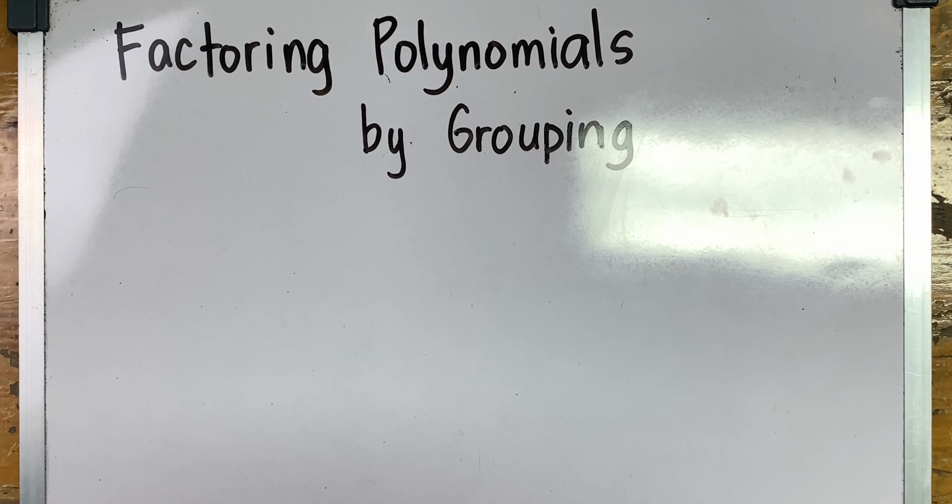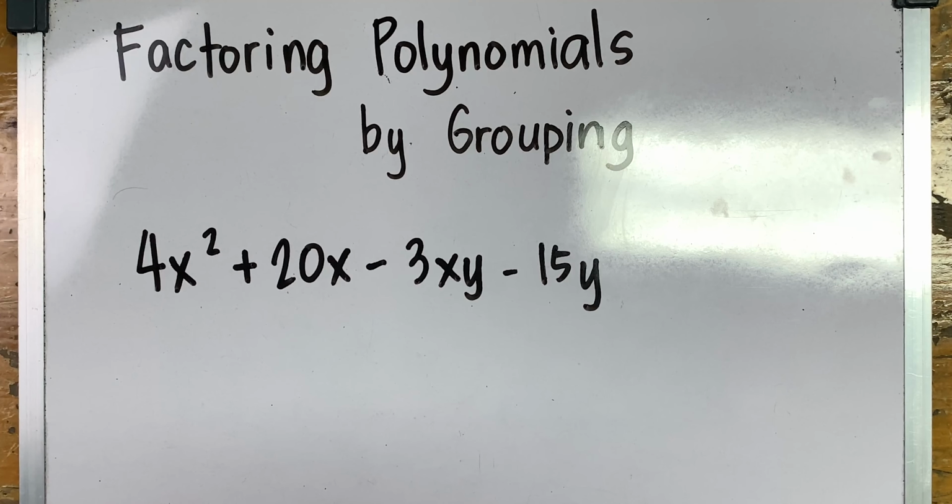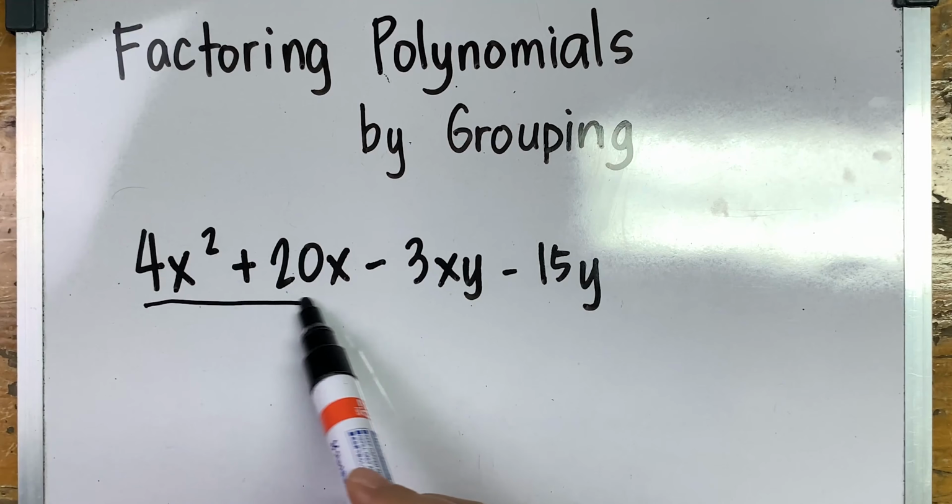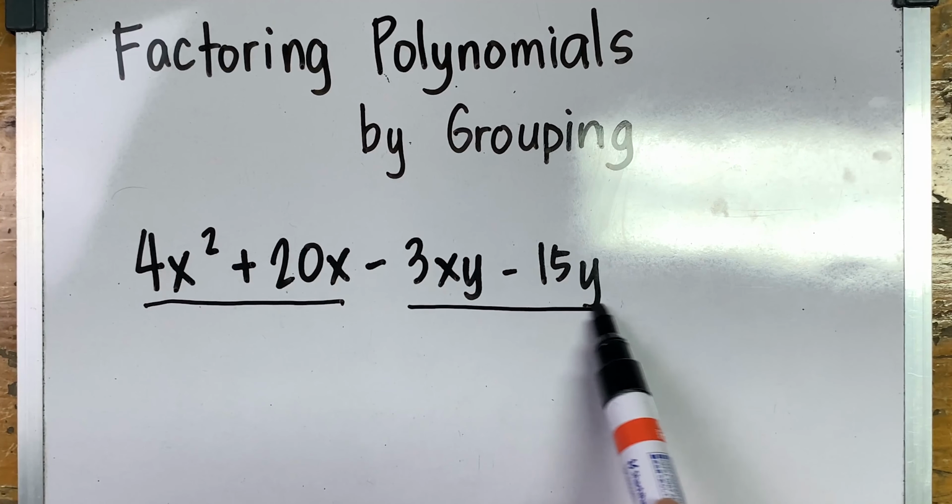Okay, for factoring a polynomial with four terms, we use the grouping method. Here in our example, we have to decide whether we have anything in common, which is what you call the GCF. If so, factor out the GCF. Here in our example, we don't have any GCF. So first, we have to divide the polynomial into two groups. Okay, the first group and then the second group.